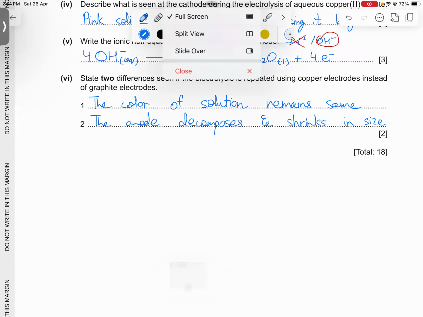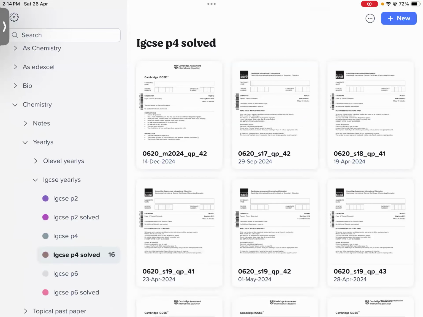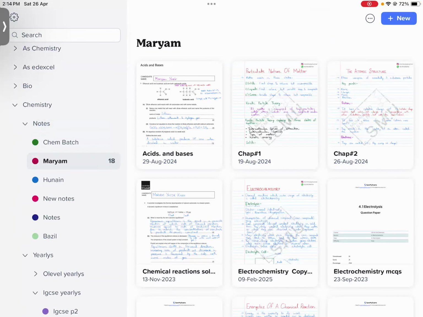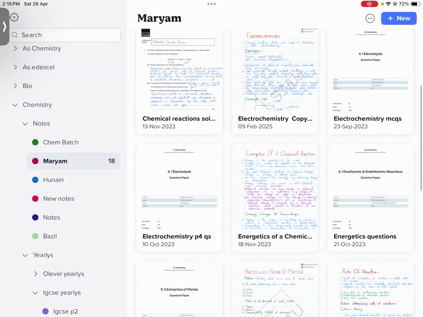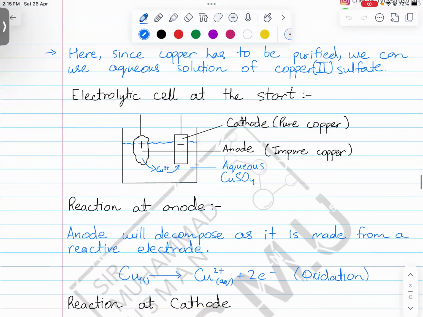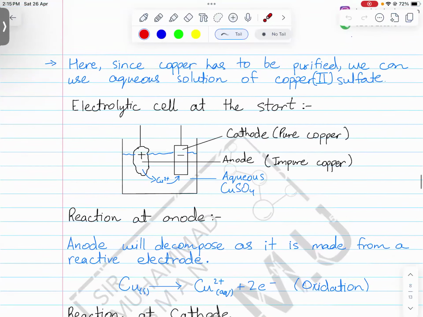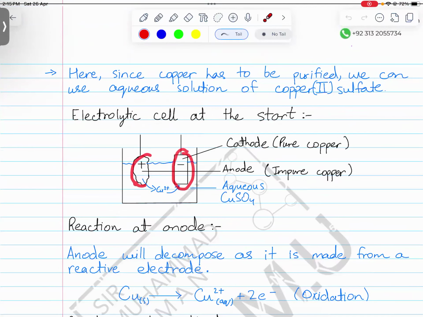So you need to have the knowledge of the notes as well. The thing was, we study that in electrochemistry, right? Right here, I think we studied. Okay, so here's the electrolytic purification of copper, right? When we use copper electrodes, we use a pure copper cathode and we use a pure copper anode.